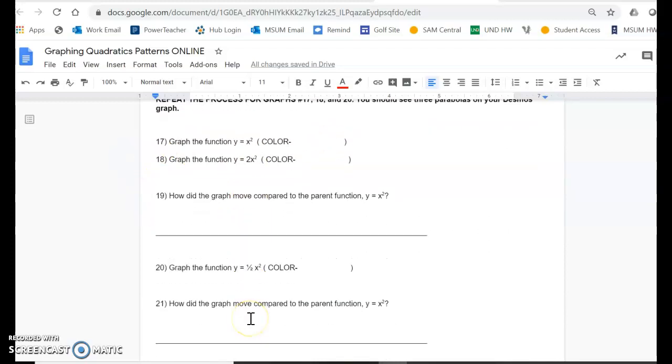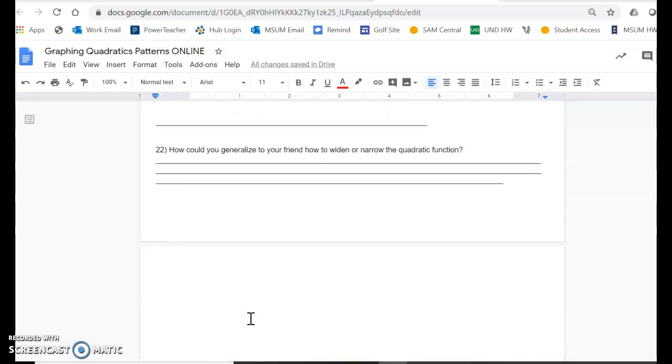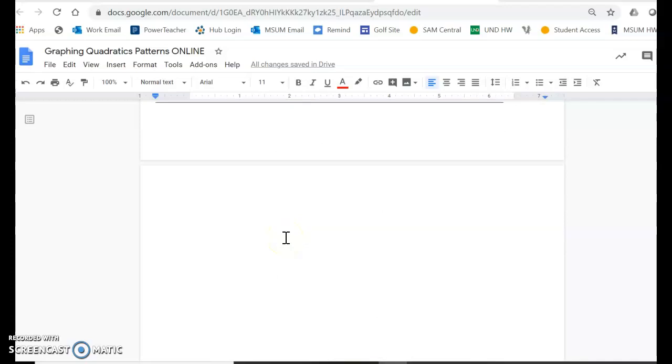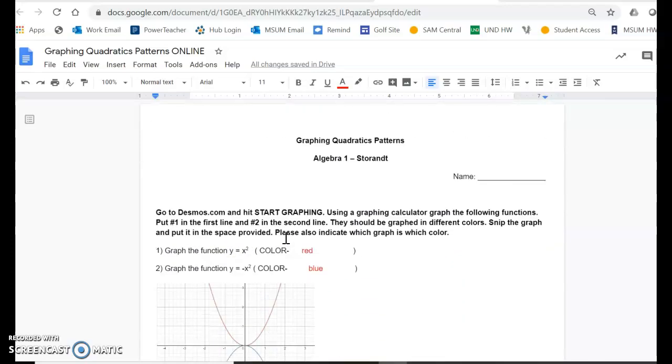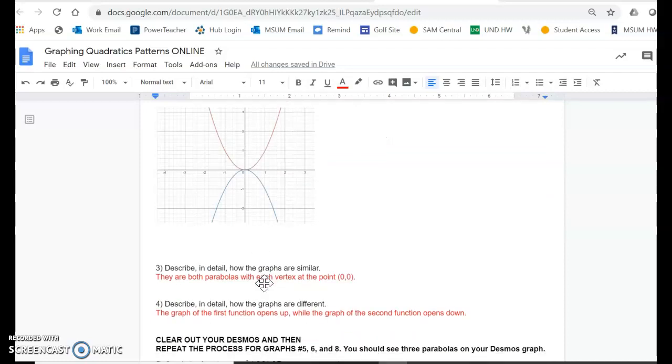Again, for 17, 18, and 20, clear out the graph. You're going to do some more things, see how that parent function is impacted. And then again, just answering all of those questions. So really, you're just doing what we did in these first couple, and you're just repeating that process over and over, describing different transformations that that parent function undergoes.